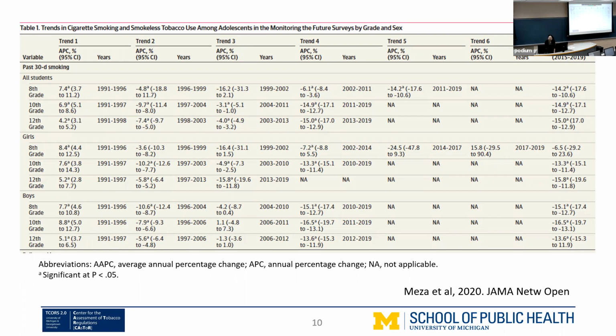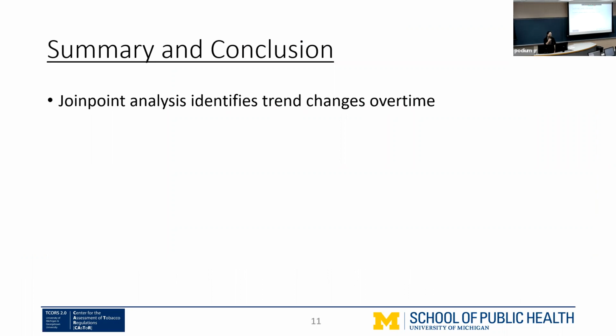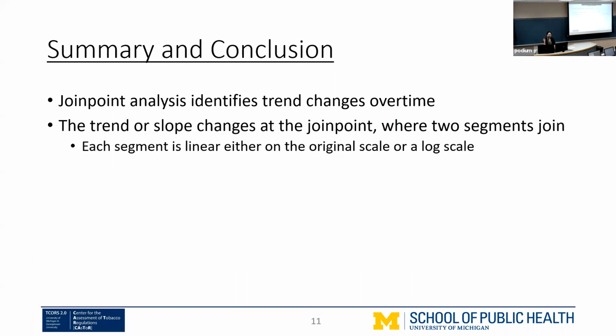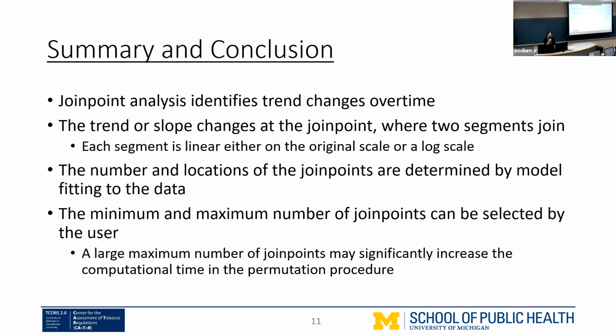Okay. So we can wrap up this session with some summaries and conclusion. Joint point analysis identifies the significant trend changes over time, and the trend or slope of change at the joint point. Each segment can be linear either on the original scale or log scale. The number and location of the joint points will be determined by model fitting to the data. And the minimum and maximum number of joint points can be selected by the user. But of course, when you put a large maximum number of joint points, it may increase the computational burden significantly. So just keep in mind the consequence of having a large maximum number of joint points.